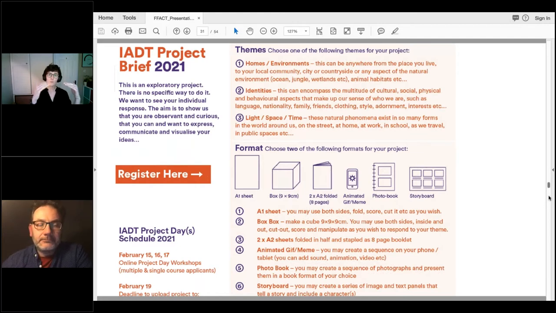Your themes, you'll explore through, like I say, maybe making sketch models, maybe some drawing, some sketching, maybe some digital work. And we want to see that work as well as you go. And then there's a little bit more on the next page, I think.